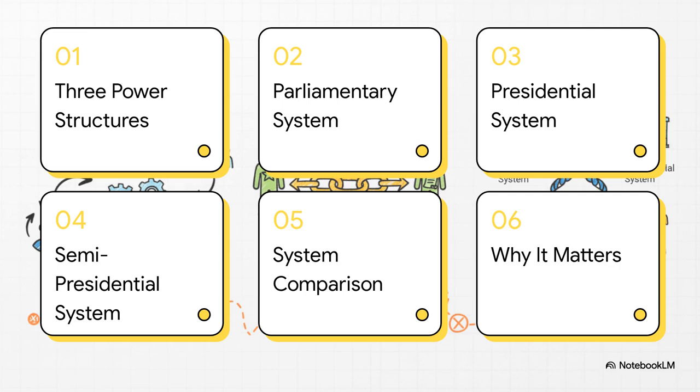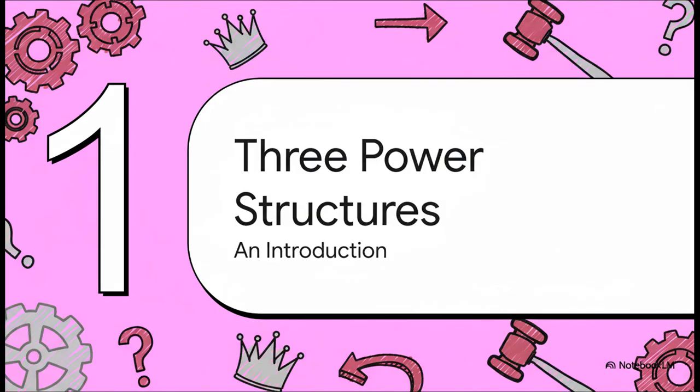All right, here's what we've got on tap. We're going to start with the three main structures. Then we'll dive deep into each one: parliamentary, presidential, and semi-presidential. After that, we'll compare them side by side and wrap up with why any of this stuff actually matters. Okay, let's jump right in.